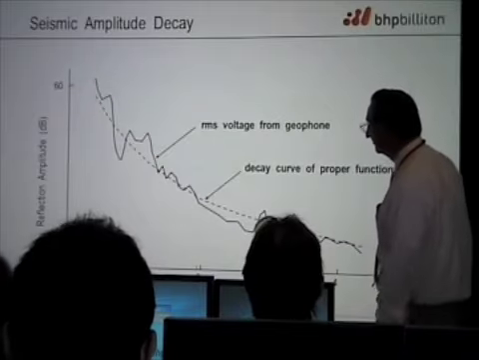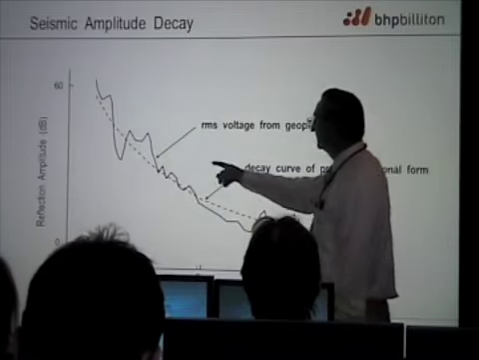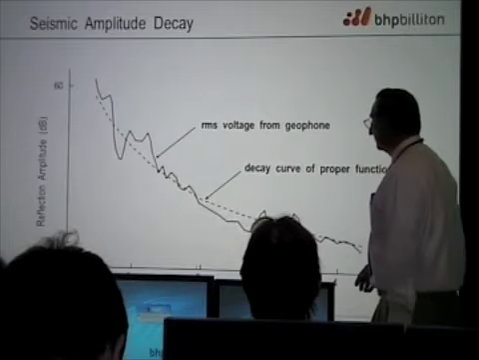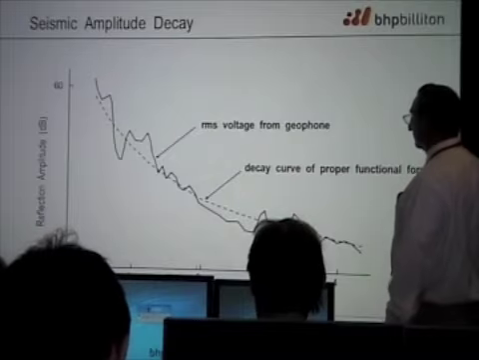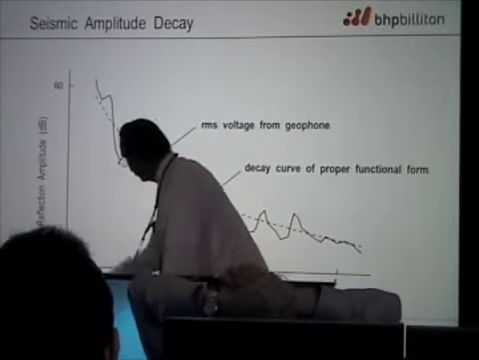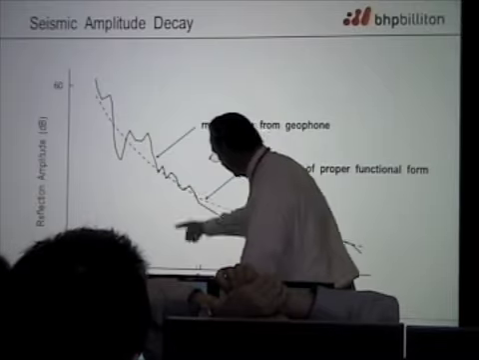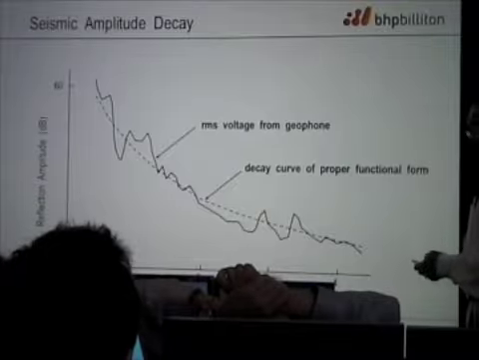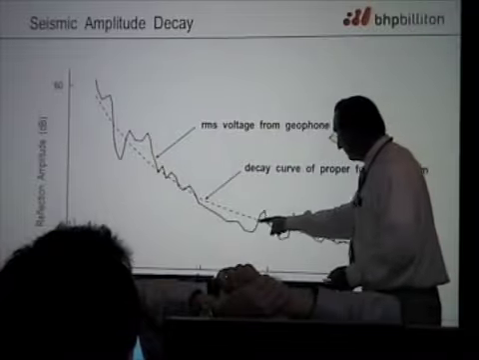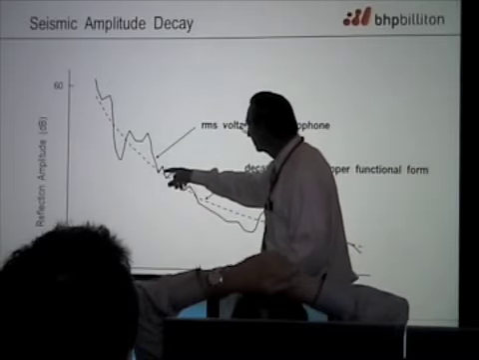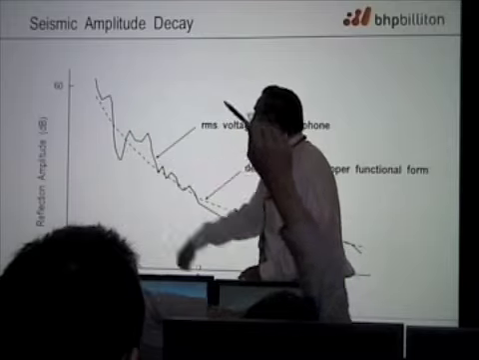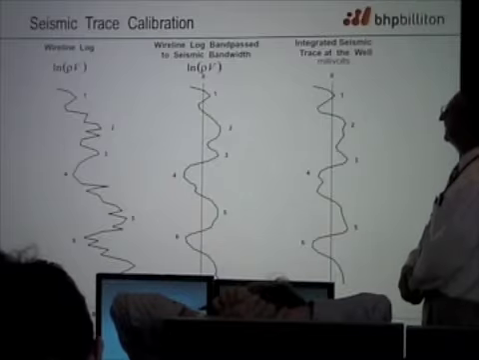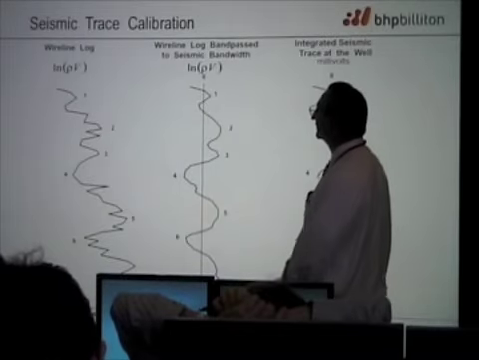So this is the kind of thing you might see. Here's my actual RMS voltage that I recorded. It's been smoothed. And here's the decay curve of the proper functional form. My trace really went like this, right? Big things like a galvanometer, and gradually, so now I boosted all those things back up. And these things are the significant events. They can be negative or positive, but they are the significant events. Okay, so now we have a band-limited seismic trace. We're going to come to that.